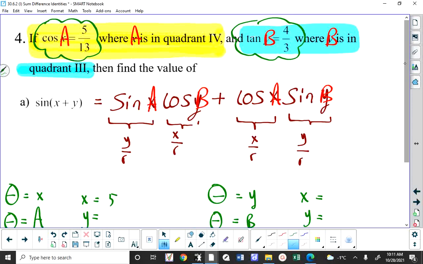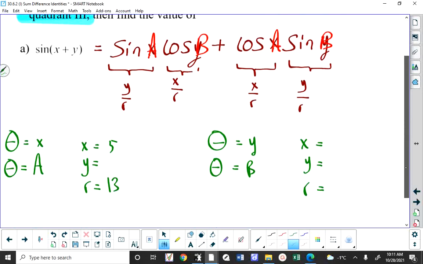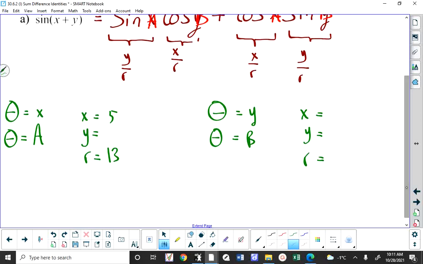Tangent is y over x, and tangent of this rotation angle is 4 over 3. So we would say y is 4, and x is 3. What have I just made a fatal mistake in doing? Right, I didn't look at the quadrants here. It says that angle y, or angle B, is in quadrant 3, and in quadrant 3, these are both negative.